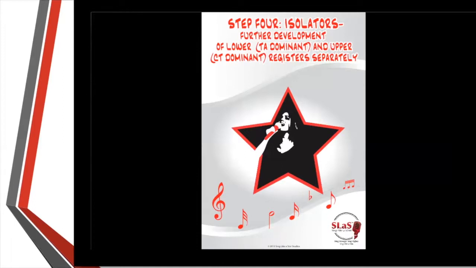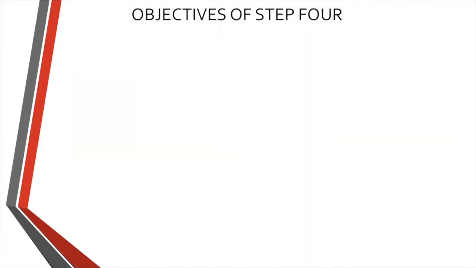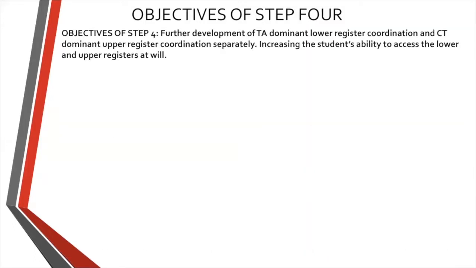Step 4, isolators. Further development of lower TA dominant and upper CT dominant registers separately. The objectives of Step 4: further development of the TA dominant lower register coordination and the CT dominant upper register coordination separately, increasing the student's ability to access lower and upper registers at will.